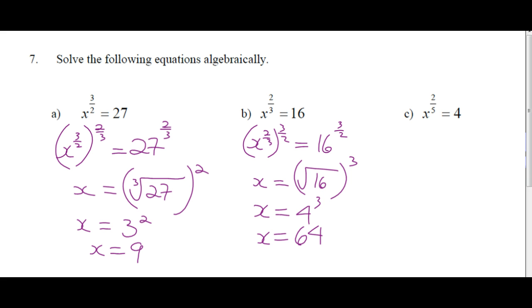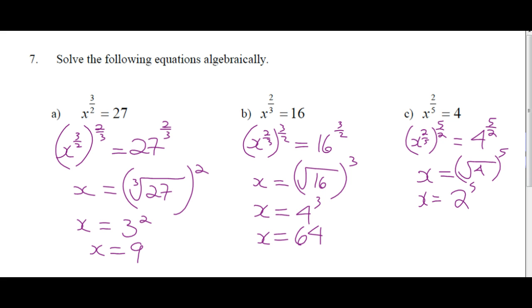This is x to the 2/5. What exponent are we going to raise it to? 5/2, right? So we raise it to the reciprocal. Do that to both sides. The left side becomes x, right? We set it up so that this would become 1. x equals, or x to the power of 1. This is the square root of 4 to the power of 5. What's the square root of 4? 2. Remember, this means the principal square root of 4, right? Not positive or negative. So 2 to the 5th, and so x is equal to 32.